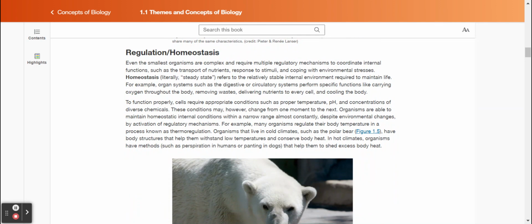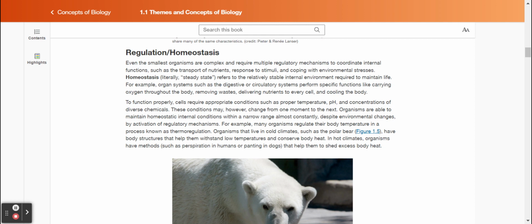Regulation, homeostasis. Even the smallest organisms are complex and require multiple regulatory mechanisms to coordinate internal functions, such as the transport of nutrients, response to stimuli, and coping with environmental stresses. Homeostasis, literally steady state, refers to the relatively stable internal environment required to maintain life.